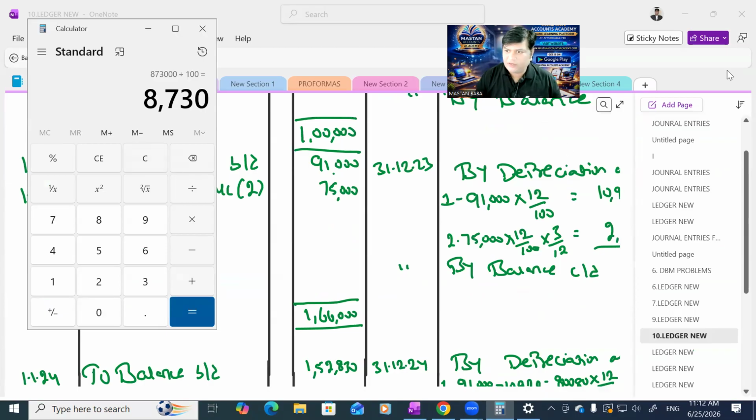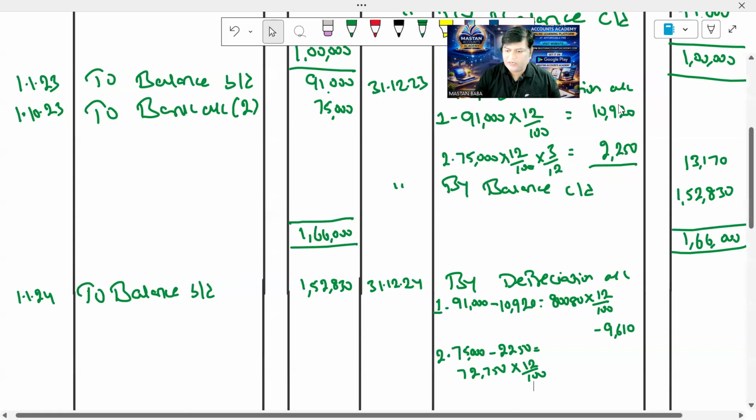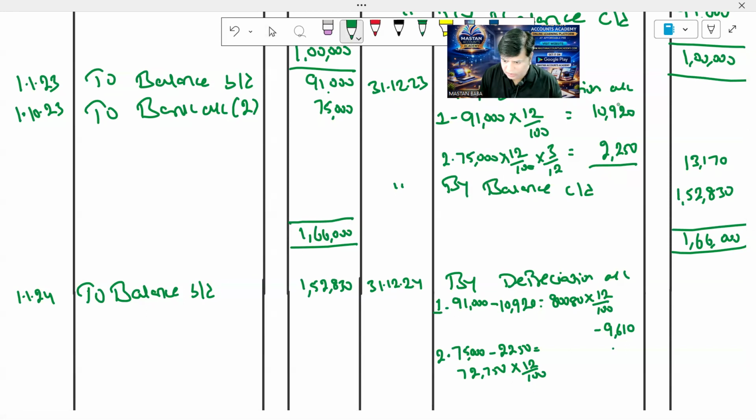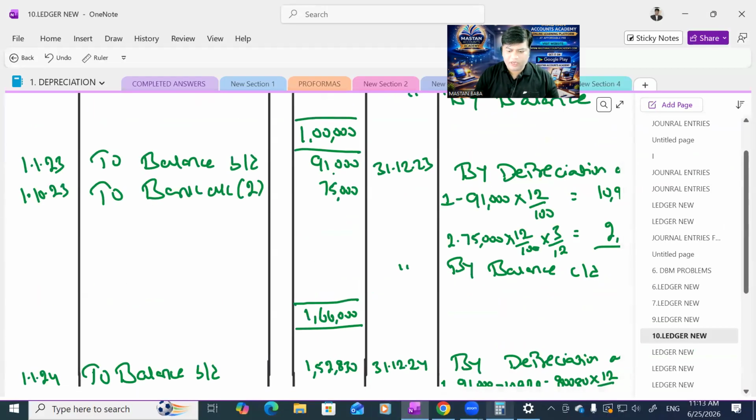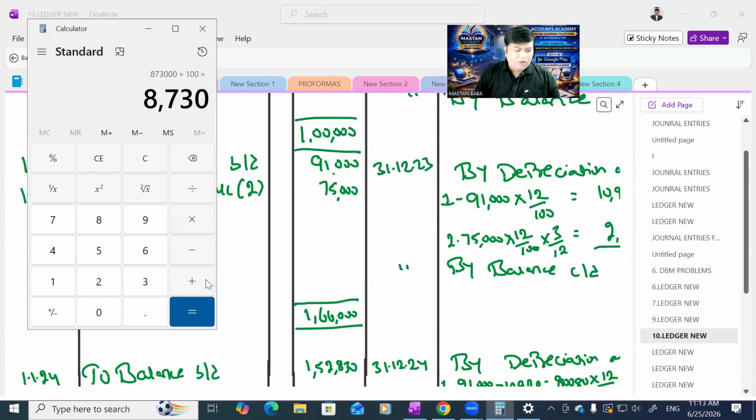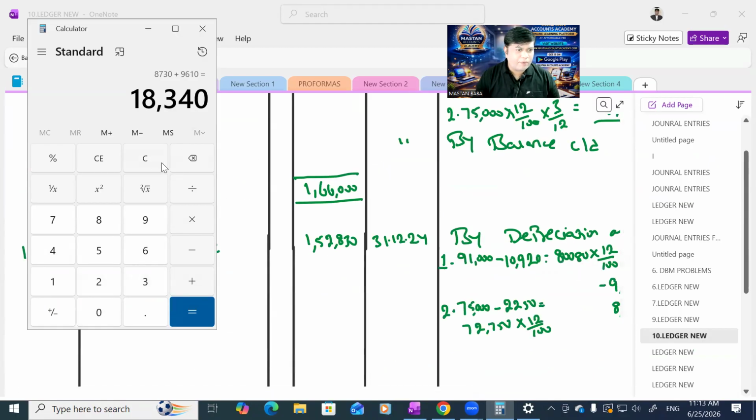ఓకేనా? సో ఆ 8730 ఇక్కడ రాసుకుందాం. ఇక్కడ మీకు ఒక చిన్న పాయింట్ చెప్పాల్సింది అంటే 9610 ప్లస్ 8730, ఎంత క్యాలిక్యులేట్ చేసుకుందాం. 18,340 వస్తుంది. నేను ఇక్కడ ఏం చెప్పదలుచుకున్నాను, మీ బ్యాలెన్స్ మీద ఒకేసారి 12% చేసినా ఒకటే వస్తుంది.